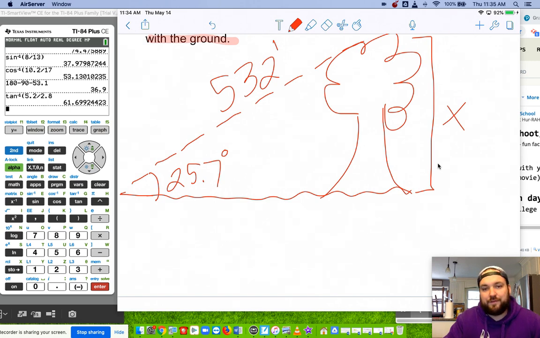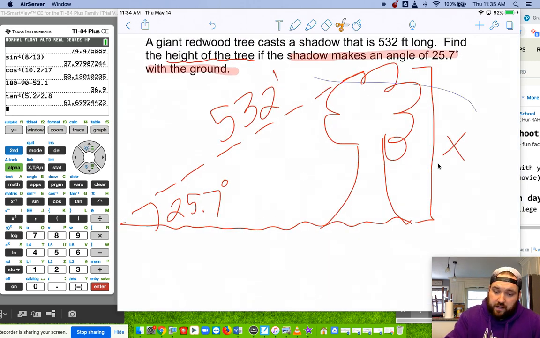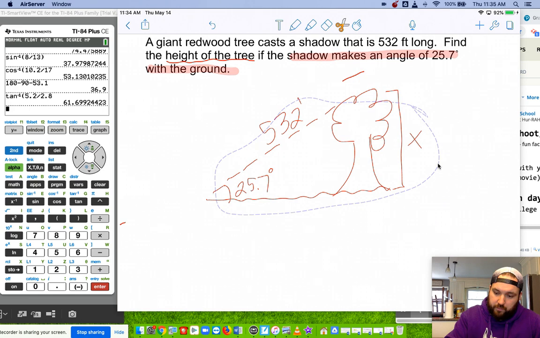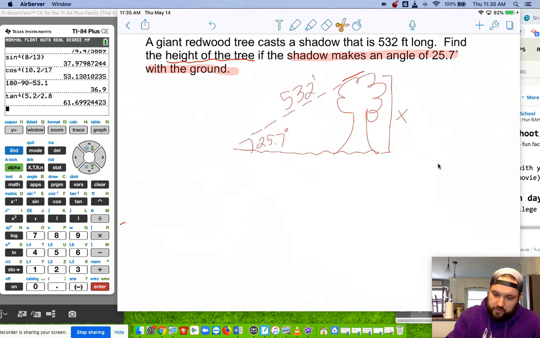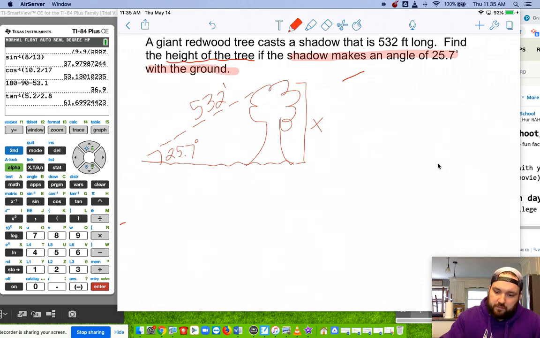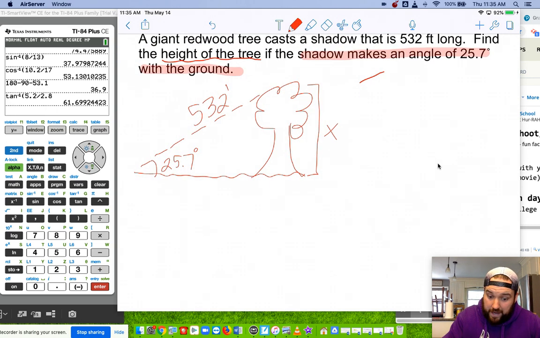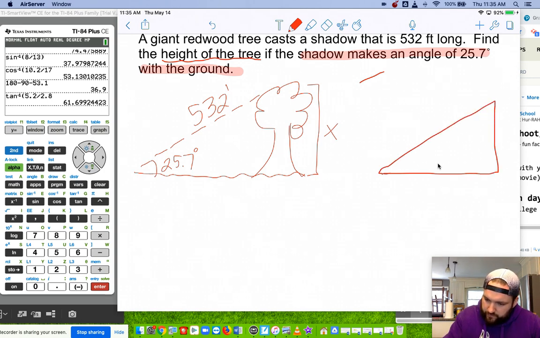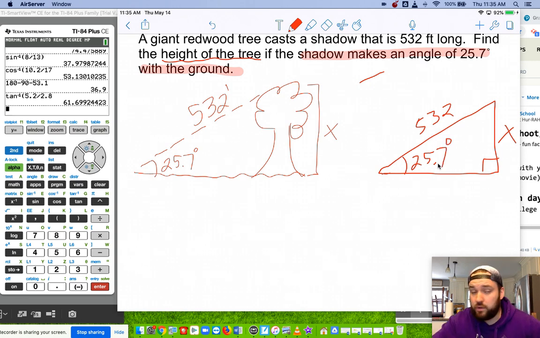Okay. Now that we have something of a picture, and I'm not going to pretend like this is a good picture, but it'll work to give me an idea of what I'm trying to do. I'm now going to draw that same picture just without the actual tree in it. So I have a triangle. Here's my 90-degree angle, assuming that the tree stands straight up. Here's what I'm trying to find. This is 532, and this is 25.7. If you can get to here, you can finish the problem.